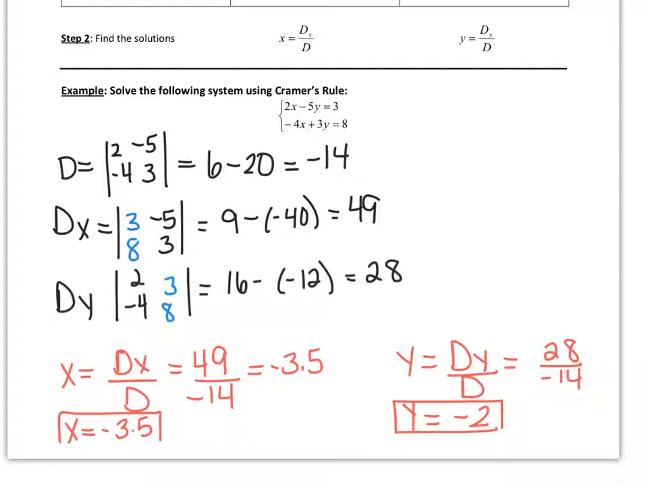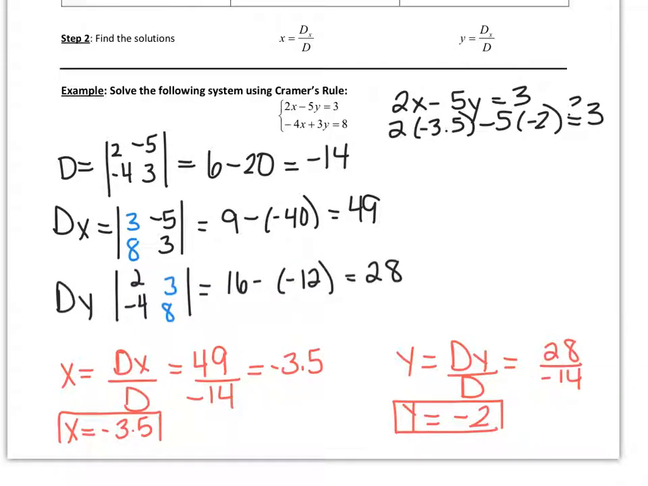And we could always check our system to make sure it works by plugging in our x value and our y value into the original equation. So we could do that. We've got 2x minus 5y equals 3. So 2 times negative 3.5 minus 5 times negative 2. And I want to see if that equals 3. So take a minute, type that into the calculator, and see what you get.